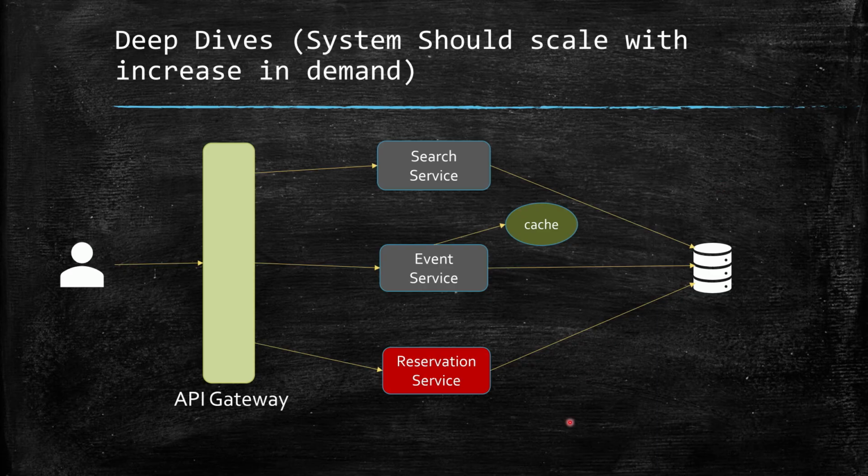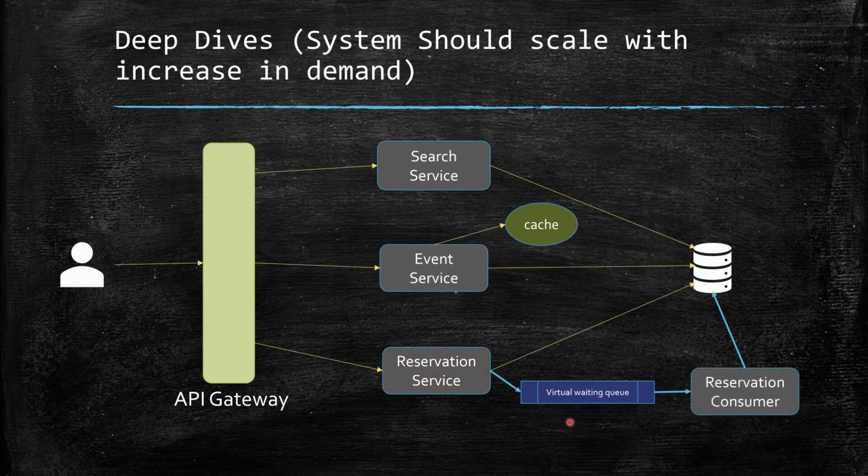And the next problem is the reservation service. For the reservation service, what we can do is have a virtual waiting queue and a consumer. A virtual waiting queue can be something like Redis streams, or you can use something like Kafka. I would highly recommend using Redis streams in a scenario like this. You don't want a lot of persistence, or I don't think you want retries that much over here in the virtual waiting queue.